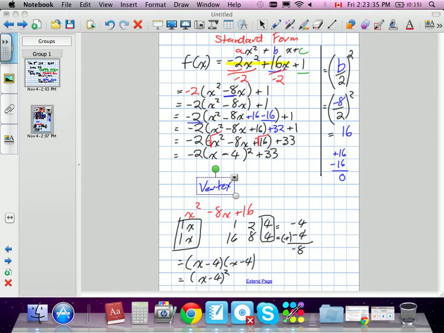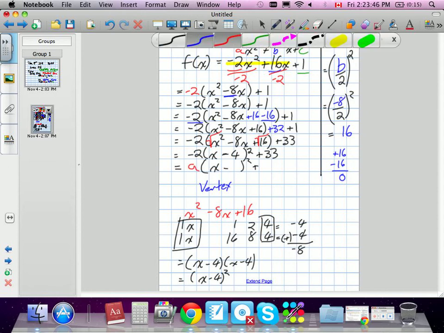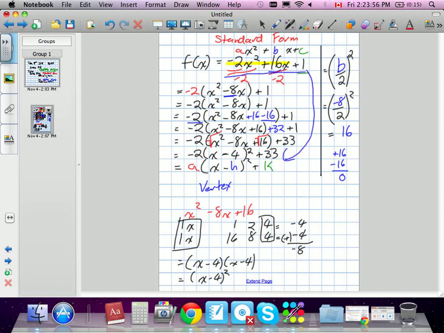If you look at this, I just want to draw a comparison. If you guys notice, we went from standard form. Here was our a value. It's still negative 2. Our h value is our 4. And our k value is 33. So we went from standard form, which was here, to vertex form. That was the whole point of this.